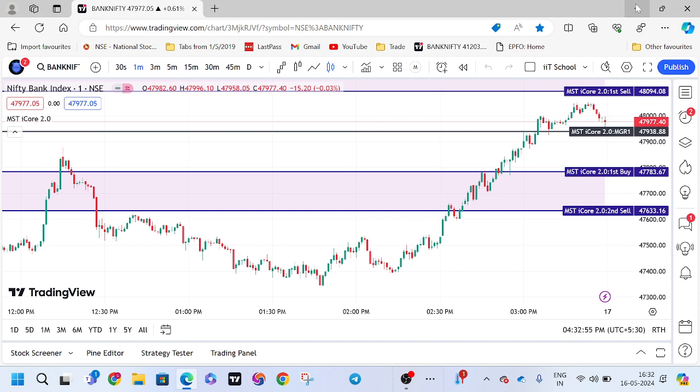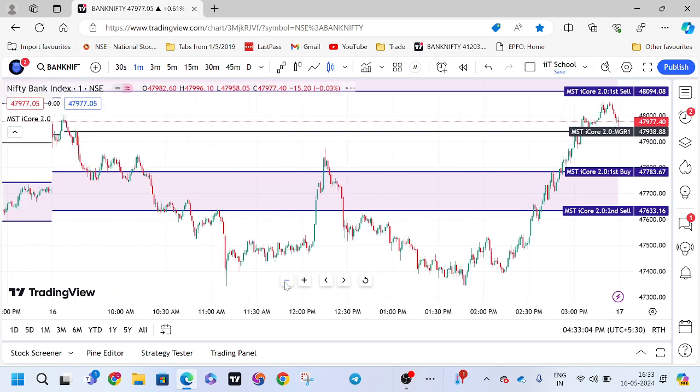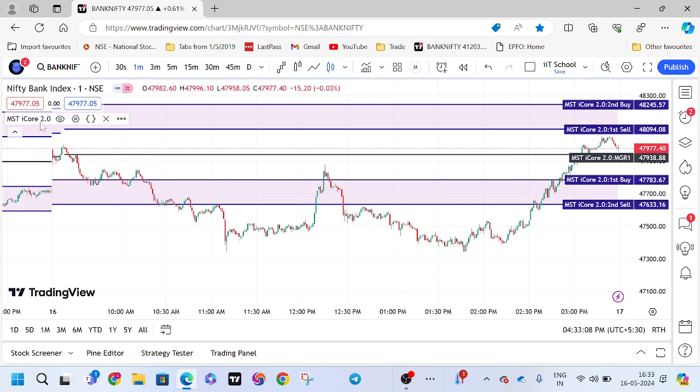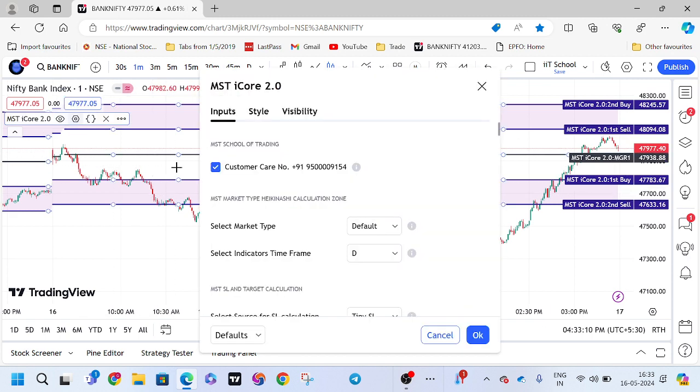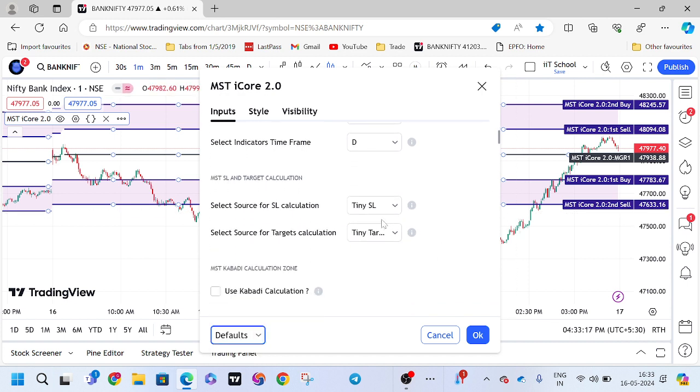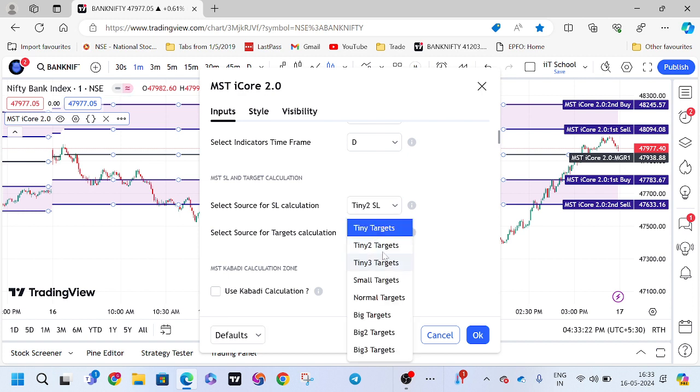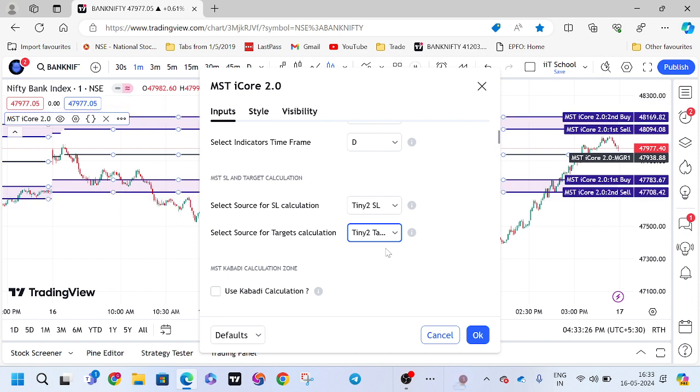Now let me show you how to do trading using our MST iCore 2.0. See, today's date is 16th May 2024. So now this is the trading setup. Now go to the indicator settings and give default setting, that is reset settings. Since I have chosen BANKNIFTY, I am supposed to keep in tiny to stop loss and tiny to target. Because in the market we should not give more, we have to get more from the market, that is the ultimate aim.